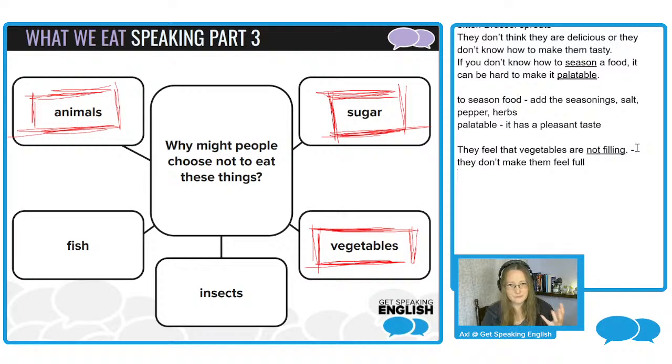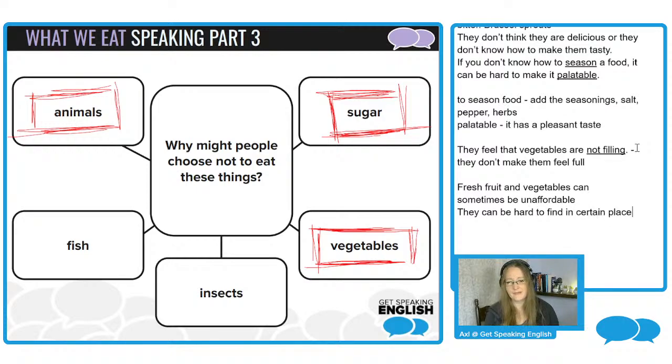About accessibility, right? Because often fresh fruit and vegetables can be unaffordable, right? So fresh fruit and vegetables can sometimes be unaffordable, or they can be hard to find in certain places, especially when they are not in season.